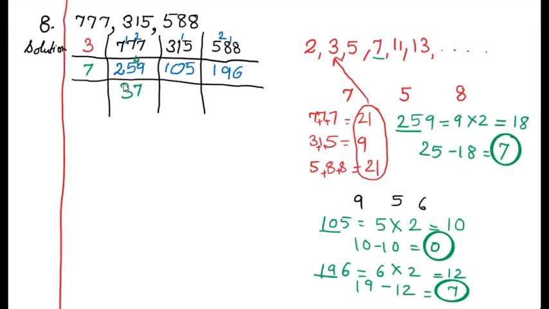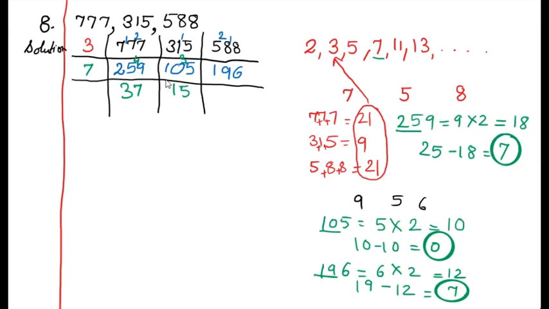Okay. Now, 105. 1 is not divisible by 7. So, we will check 10. Is 10 divisible? No, but a smaller number? Yes. What is that smaller number? 7 ones are 7. 10 minus 7, 3. 3 we will write here. 35. 7 fives are 35.